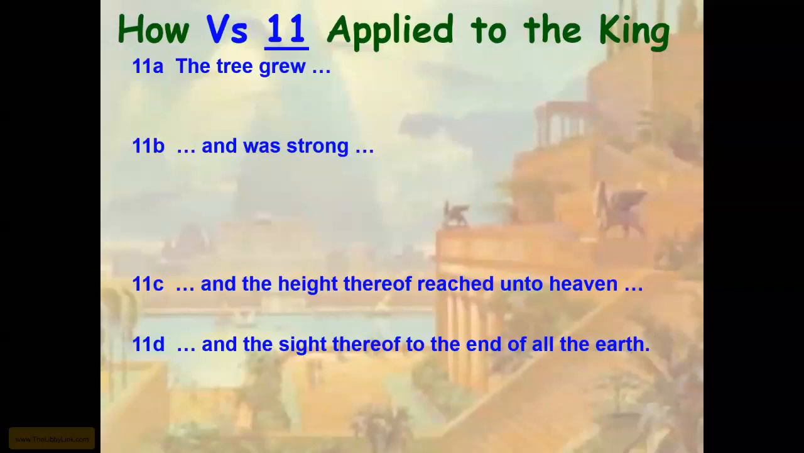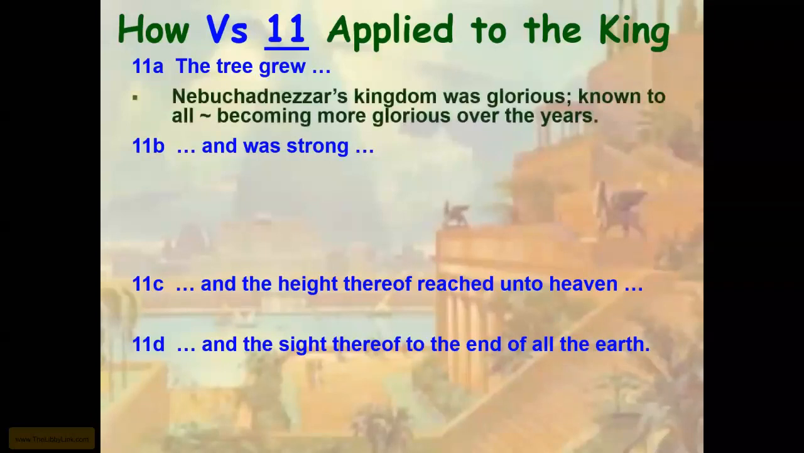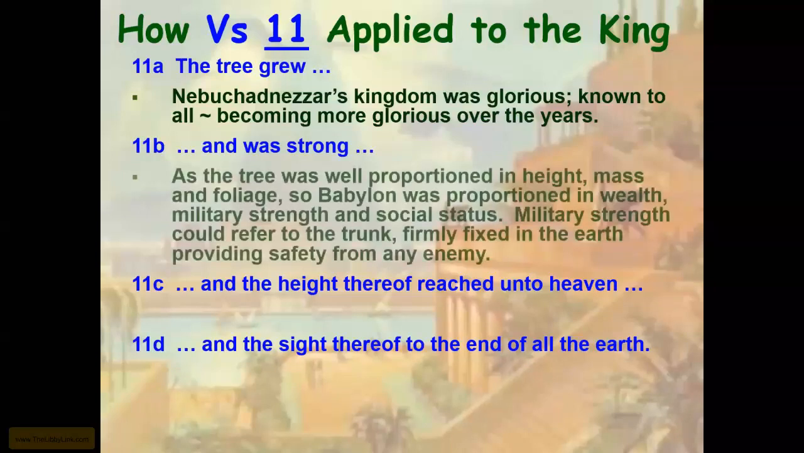The tree grew, meaning Nebuchadnezzar's kingdom was glorious, known to all, becoming more glorious over the years. Do any of you recall the hanging gardens that he built, considered to be one of the 7 wonders of the world? Now the next phrase tells us, and the tree was strong. As the tree was well proportioned in height, mass, and foliage, so Babylon was proportioned in wealth, military strength, and social status. Military strength could refer to the trunk, firmly fixed in the earth, providing safety from any enemy.